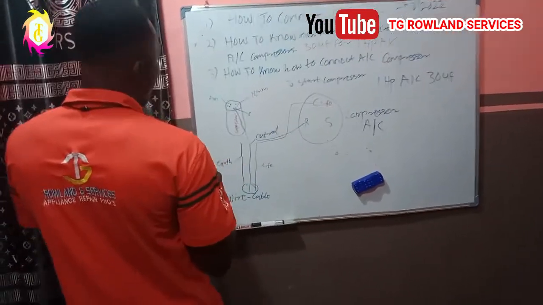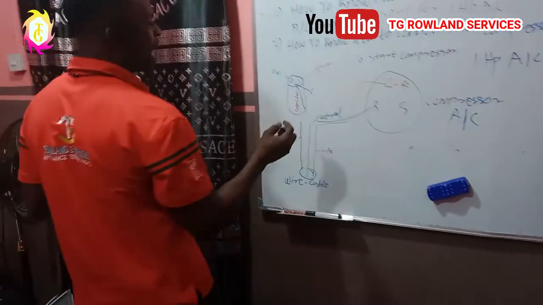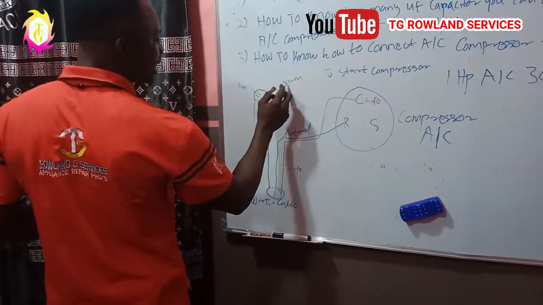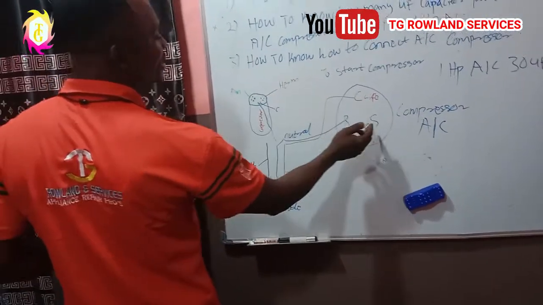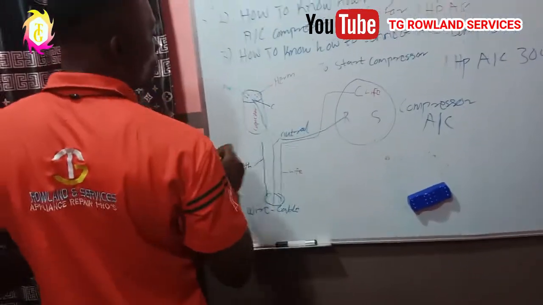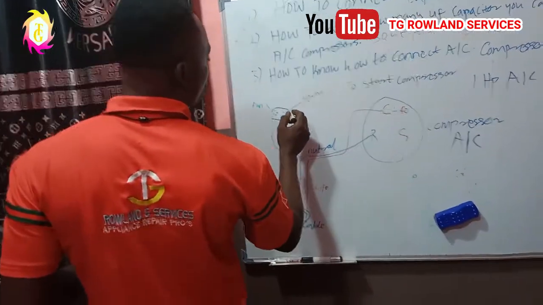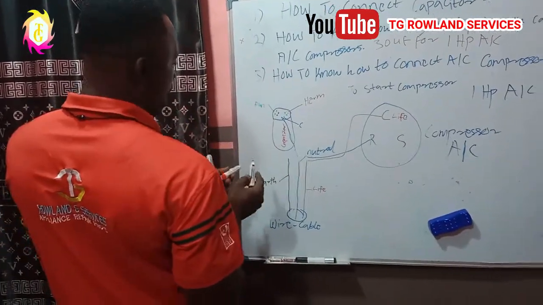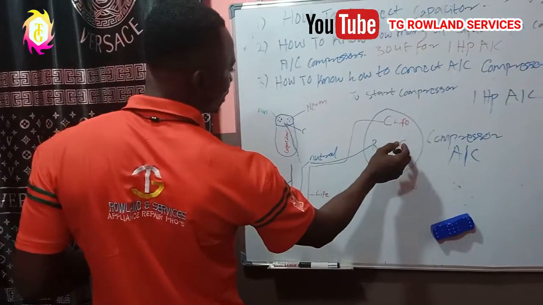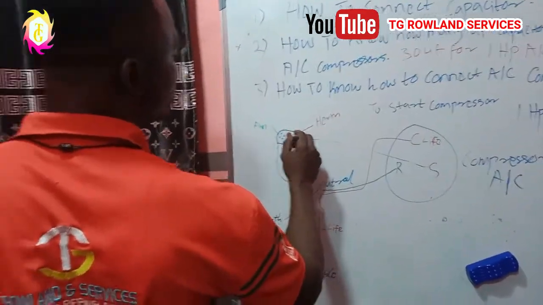Look for another clip, another wire, that you connect to this terminal. This is the starting. The starting terminal in the capacitor will be connected to the starting terminal in the compressor. Now you take it out from there. This is starting. You connect it this way, to this place.